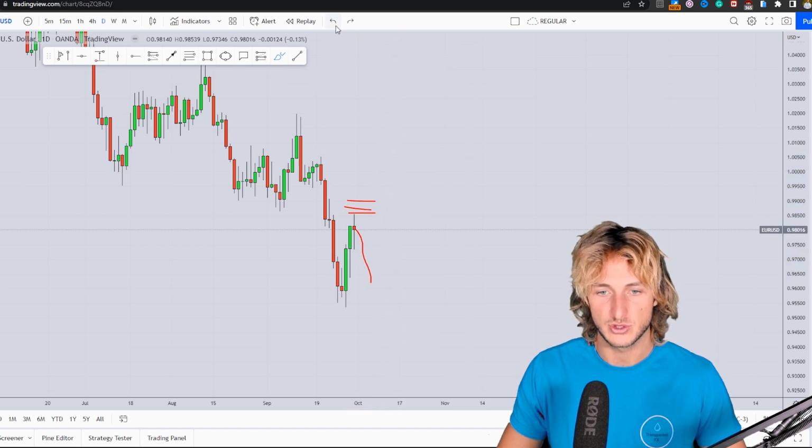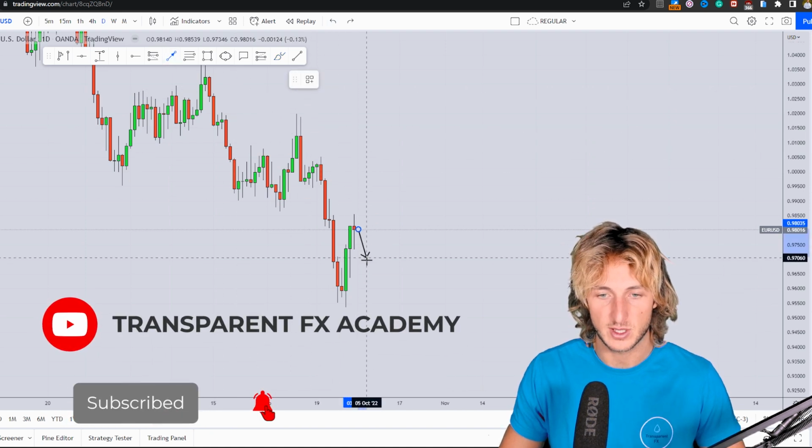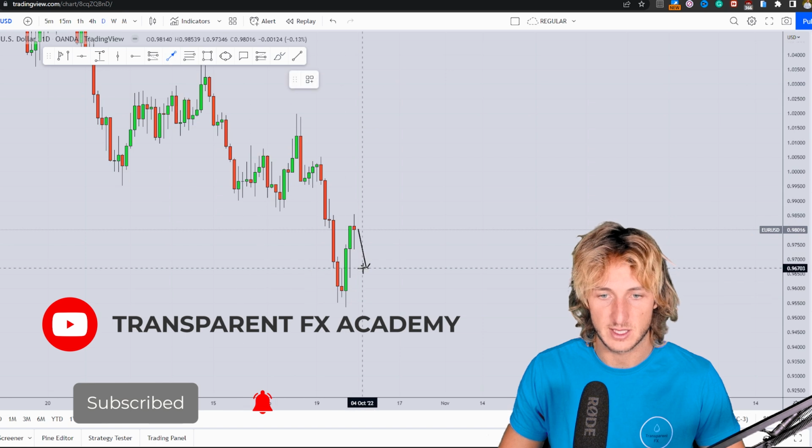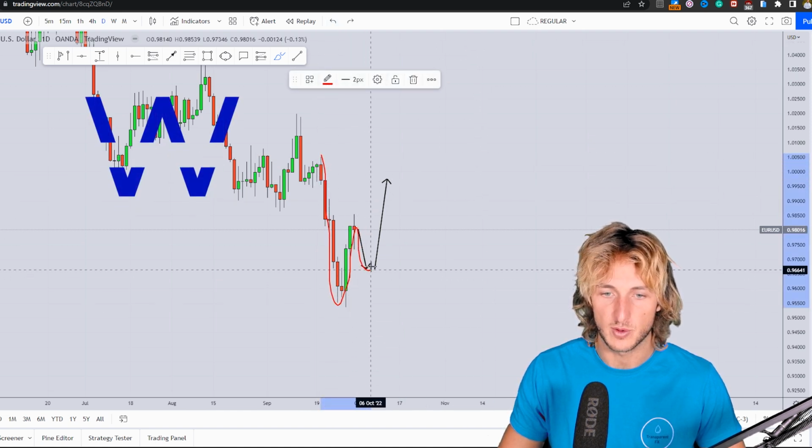Now, if that will actually be the case, we don't know if that will be the case, but if the market will create first a bit of a move to the downside and then break above this high, stopping out everybody that had their stop losses above this zone, at that point we would have the creation of this W formation here.